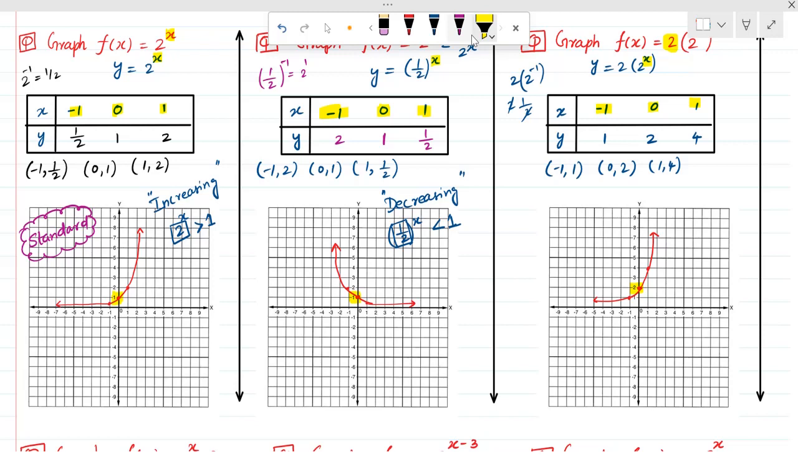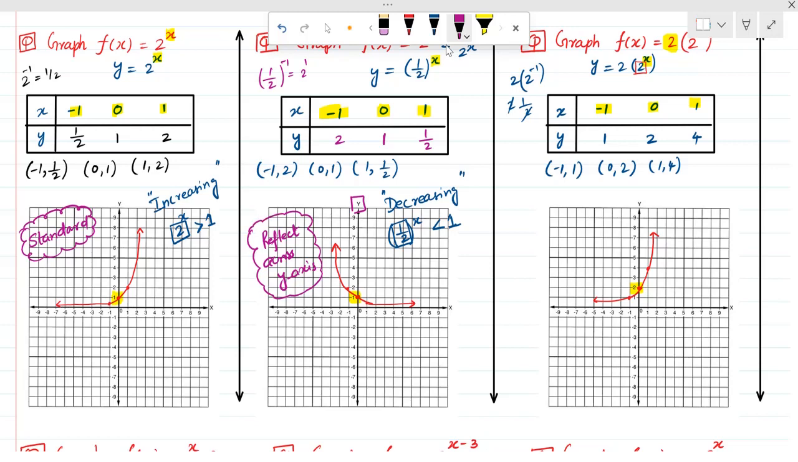And since it is increasing, why? Because you have here 2 power x, which is more than 1. That's why it is increasing. So we will say here it is increasing, or in terms of this, it is reflecting. Reflect across which axis? The y-axis. So this is the translation that happened with the standard graph.